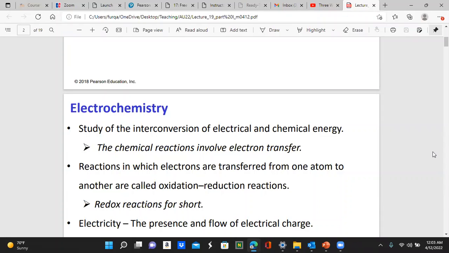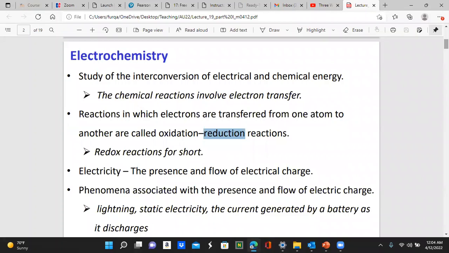So the chemical reactions that involve electron transfer, we call them redox reactions: reduction and oxidation processes happening at the same time. Okay, so what is happening? The electrons are transferred from one atom to another. Where the electrons are transferred from, that is where the oxidation reaction is happening. And wherever the electron is going to, the reduction reaction is happening over there. So we'll try to figure out where the reduction is happening in the chemical reaction and where the oxidation process is happening. In short, the oxidation reduction reaction is called redox reaction.